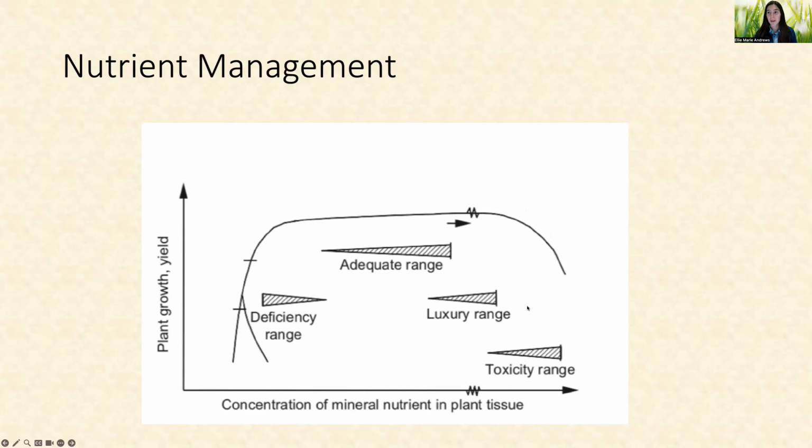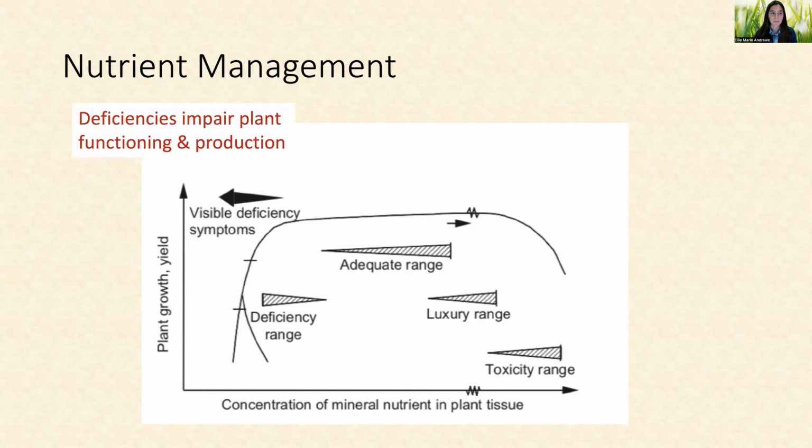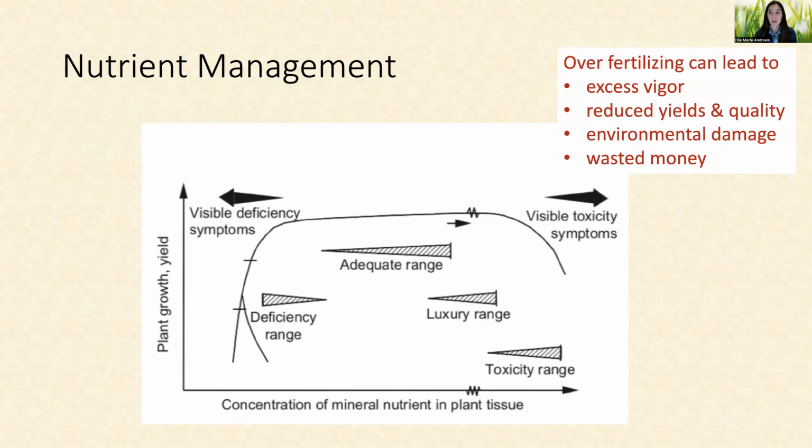However, you can apply too much. This is especially relevant for things like boron, nitrogen, some nutrients. It's a little more finicky and you can apply too much of something. That's when you get into this toxicity range where too much is just not good for plant health either. So you really want to be in this adequate range or Goldilocks zone. Deficiencies impair plant functioning and production on the one hand on the left, but over-fertilizing can also lead to some problems like too much vigor with nitrogen.